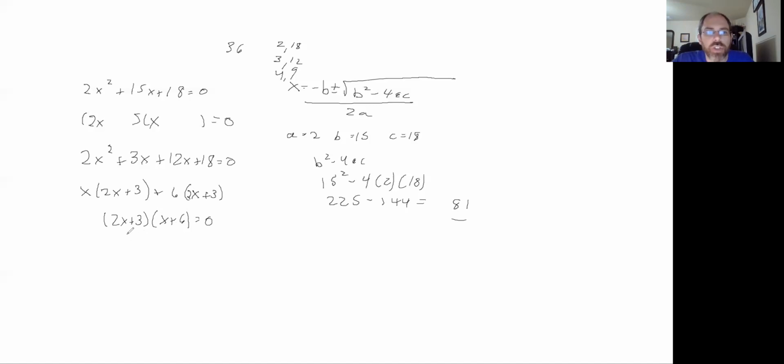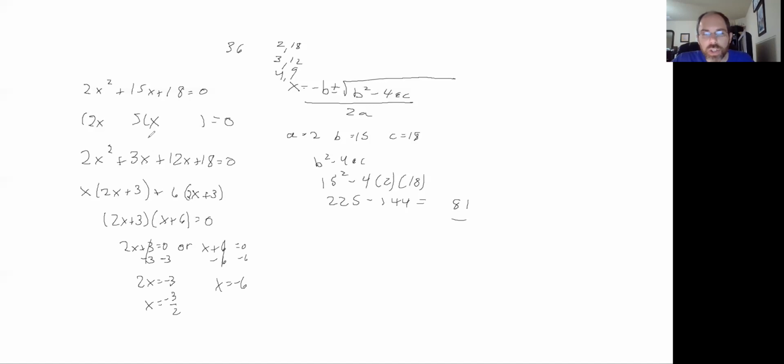So once again, just like in the last example, how would I go about actually solving this? Well, I have this times this is equal to 0. So that means either 2x plus 3 is equal to 0, or x plus 6 is equal to 0. If I were to solve this one, I would subtract off 3 from both sides and get 2x is equal to minus 3. That tells me x is equal to negative 3 halves. Or in this example, I would just subtract off 6 from both sides and get x is equal to negative 6.